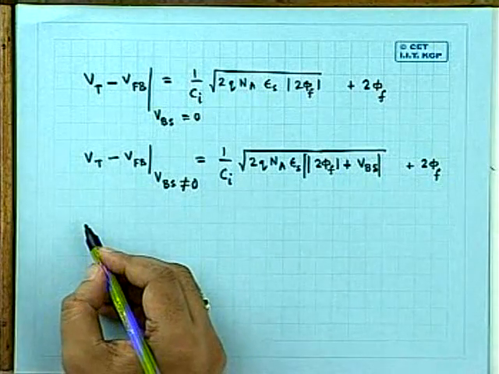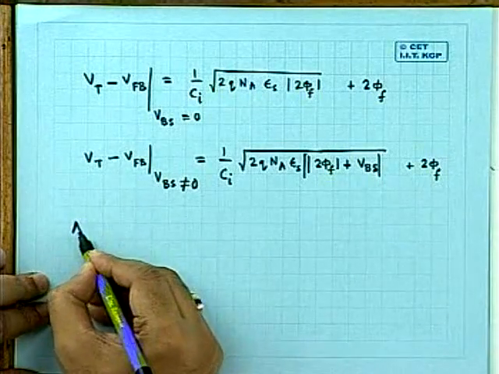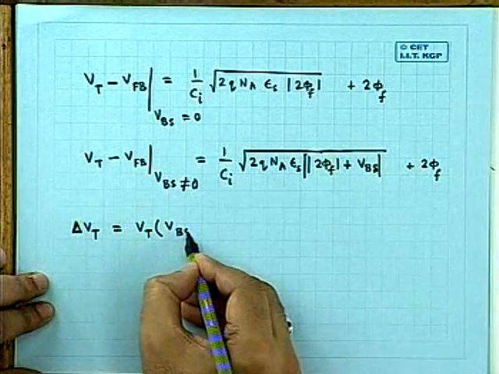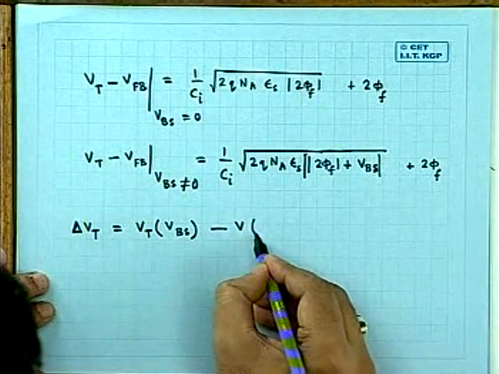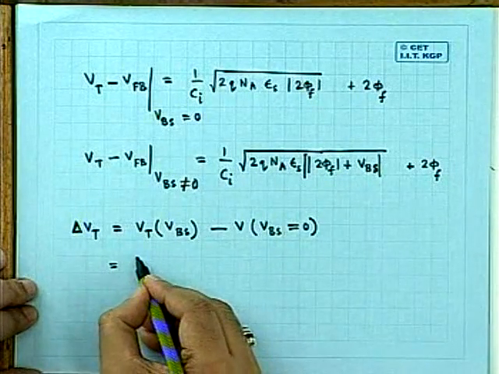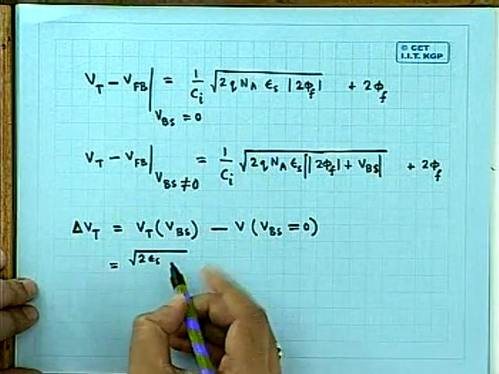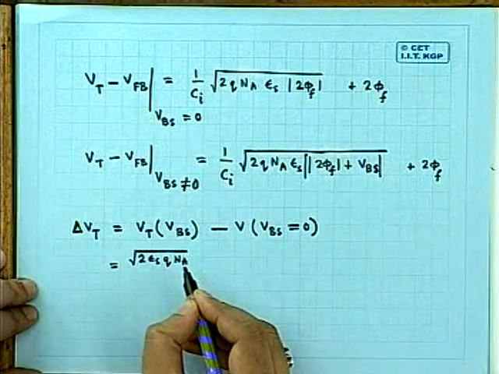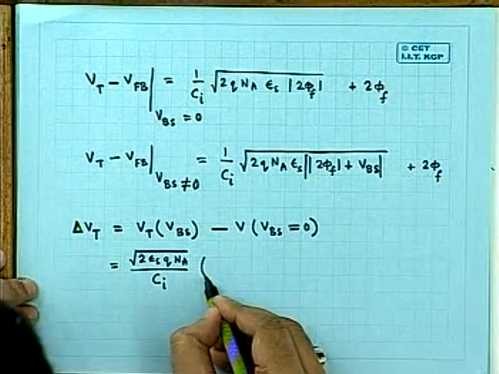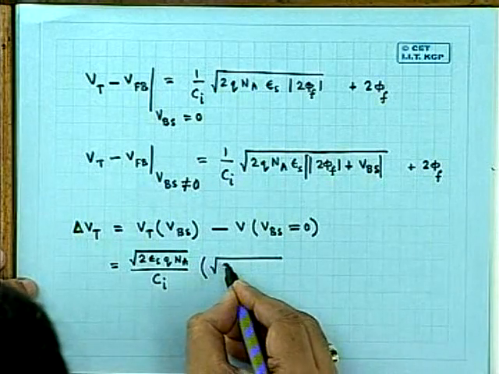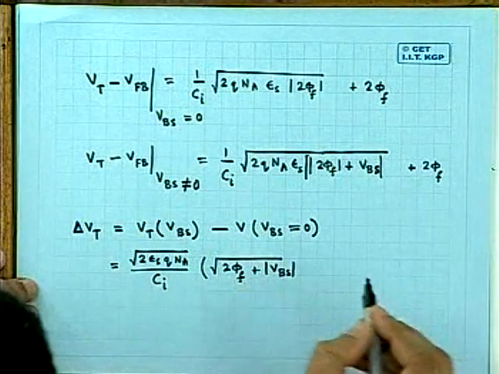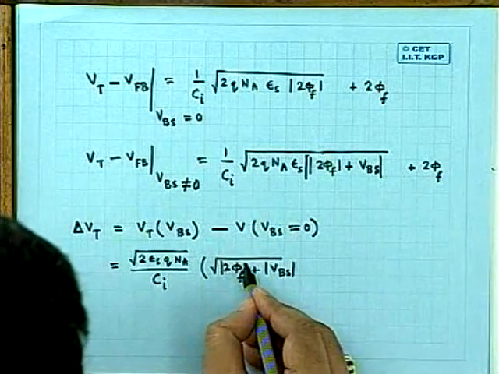Then you can write for Vt, delta Vt, which is the change of threshold voltage with VBS minus without VBS. And that is simply equal to the difference of these two terms. I am putting a sign also, sorry. Let us put the modulus sign, there's no harm.